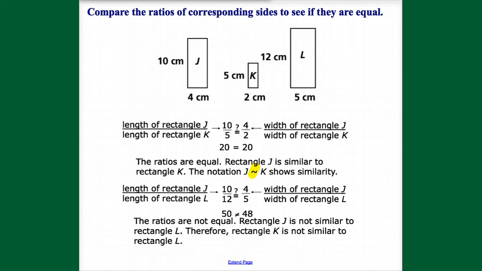Now if I look at J and L on the other hand, again my 10 and my 4 for the length and the width, then in L I've got 12 and 5. Those are not similar because 50 does not equal 48. So although they have the same angle measures, they don't have the same side ratios.